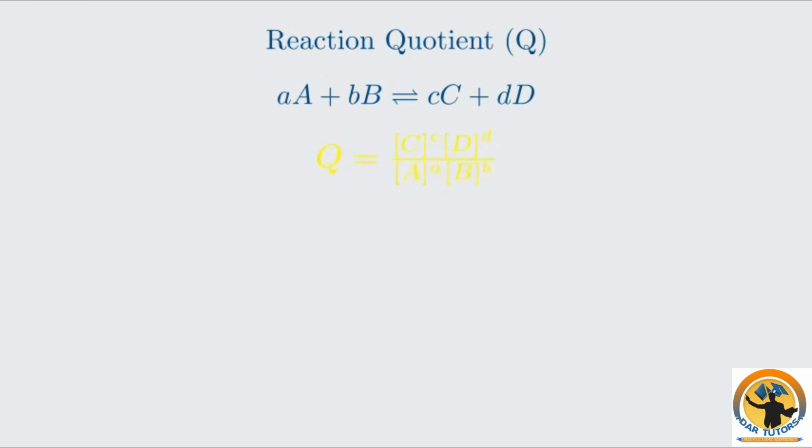In contrast, the reaction quotient, Q, can be calculated using the concentrations of reactants and products at any point in the reaction, not just at equilibrium. As a reaction proceeds, Q changes. Only when the system reaches equilibrium does the value of Q become equal to K.